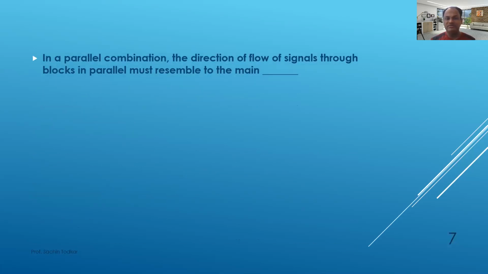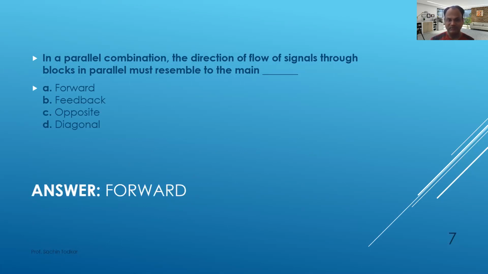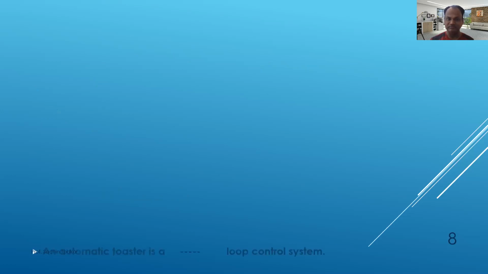In a parallel combination, the direction of flow of signals through blocks in parallel must resemble the main, forward, feedback, opposite, or diagonal. So read the question properly again. In a parallel combination, the direction of flow of signal through blocks in parallel must resemble the main forward function. Okay, so that is the answer. All parallel blocks should be in the main forward function direction.